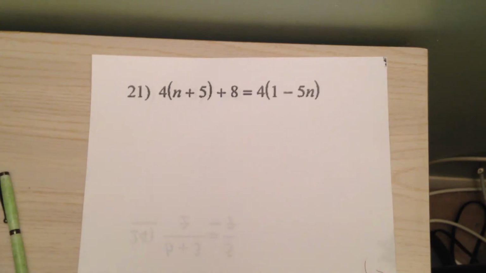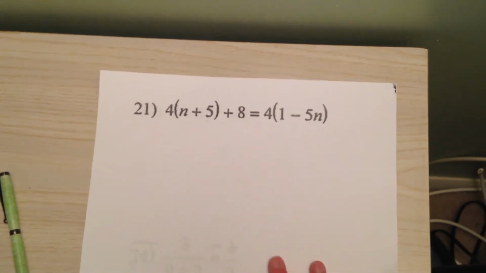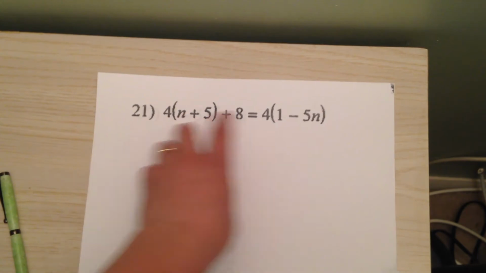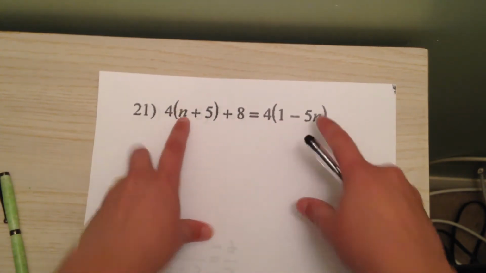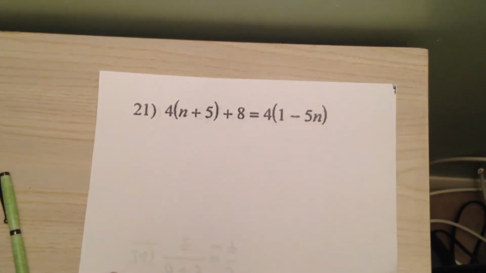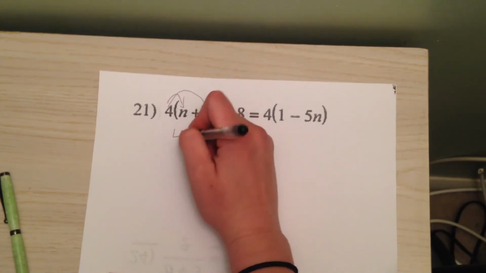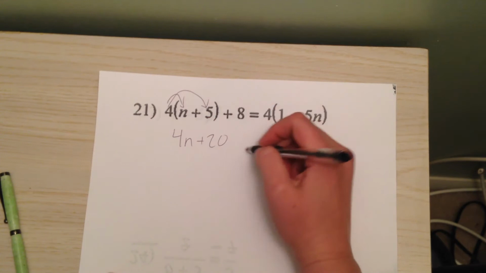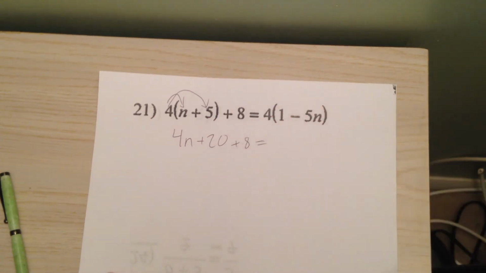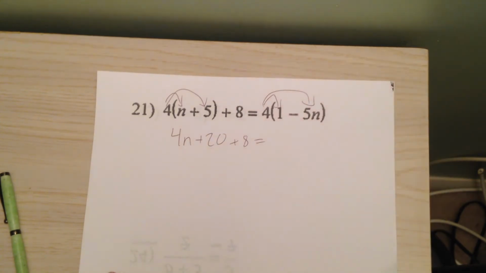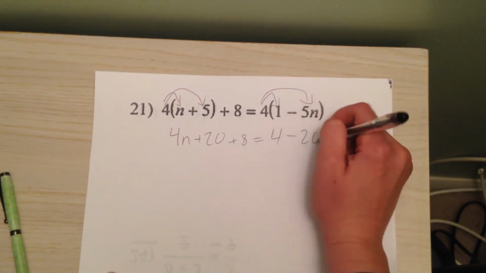So the next one we want to look at is an equation. This one's an equation because we see it equals, and we also only have one variable here. Well, not one, it's the same variable twice, but as long as it's just that one variable. So the first thing we have to do is distribute. Got two places to distribute. I've got over here 4n plus 20. Bring down your plus 8. And that equals this other distribution over here, 4 times 1 and 4 times negative 5. So 4 minus 20n.